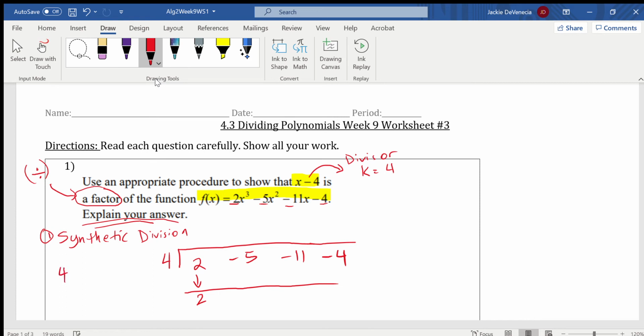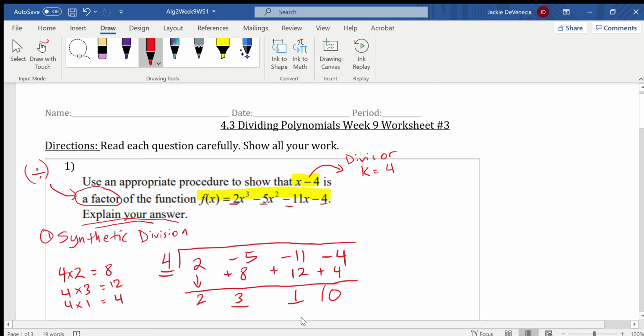So we're going to do 4 times 2, which is 8. You put the 8 underneath, add, and then you get 3. And then again, you're going to do 4 times 3, that equals 12. Put the 12 underneath the 11. You're adding. -11 plus 12, that is a +1. So again, you're going to multiply 4 times 1. That equals 4. And now you're going to add these two. -4 plus 4, that equals a 0.